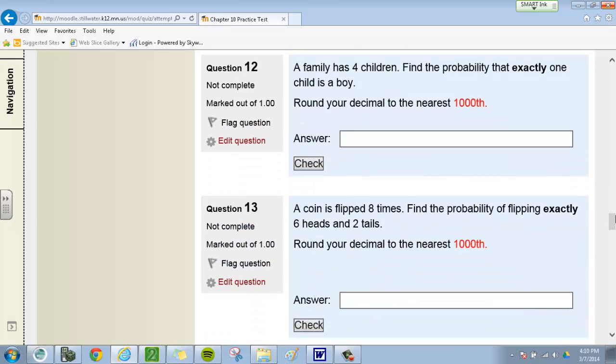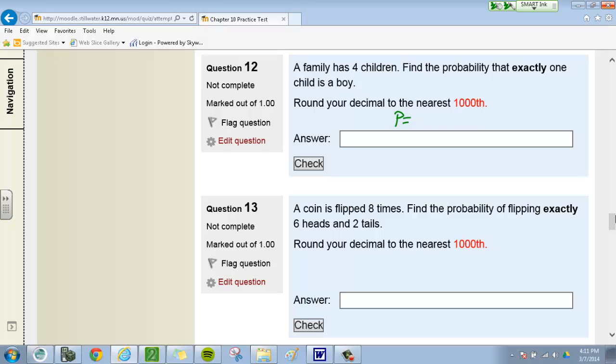Okay. Here we go. A family has 4 children. Find the probability that exactly one child is a boy. So we want to find the probability that exactly one child is a boy. Oh, well, I think, if I'm reading this correctly, we're using binomial distribution on this one. Yeah, binomial distribution. So let's think this through.